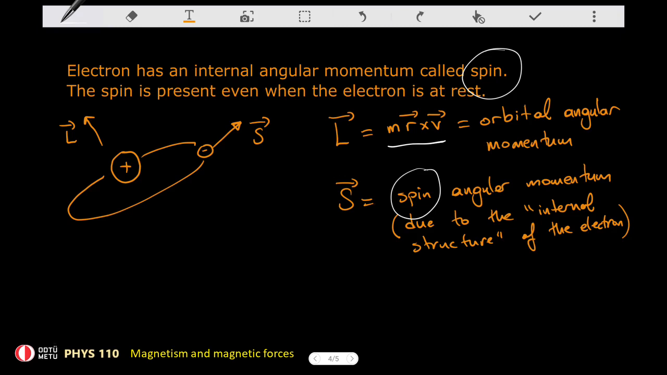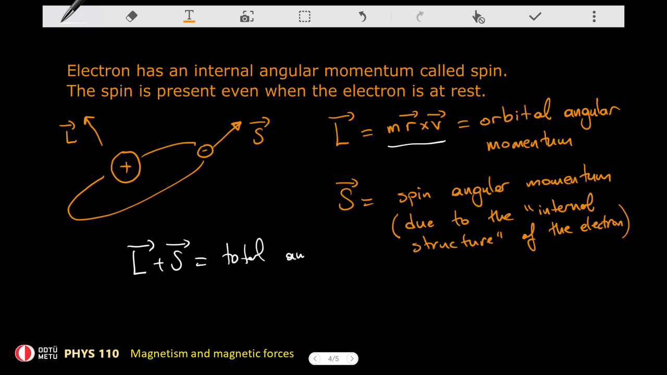So it's just an angular momentum. Let me just say it like this. If we want to compute the total angular momentum of the electron, I need to add these two. So that's the total angular momentum. And the relationship that we have seen before, the relationship between the torque and the angular momentum, is also valid between this total angular momentum and the torque. So the rate of change of the total angular momentum is the torque, right? Just keep this in mind.